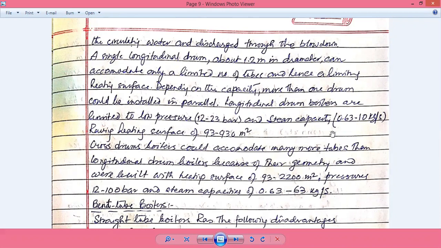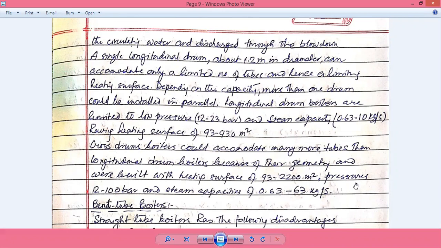The longitudinal drums are limited to low pressure, generally up to only 23 bars, with a steam capacity of around 10 kg per second. But cross drum boilers can accommodate many more tubes than the longitudinal drum boilers, because of the geometry, and have a heating surface of almost 93 to 2200 square meters.